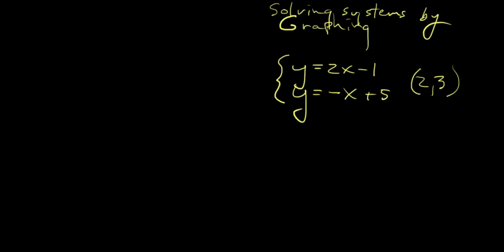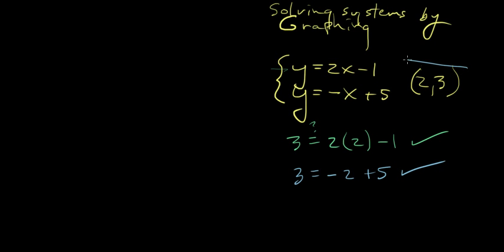So I can test to see if this is going to work. Start with the first one, okay? Does 3 equal 2 times 2 minus 1? Well, 4 minus 1 is 3, so of course that checks out. And look at the second one. Does 3 equal negative 2 plus 5? Once again, negative 2 plus 5 equals positive 3, so that checks out. So this ordered pair right here is the solution because it makes both of these statements true.